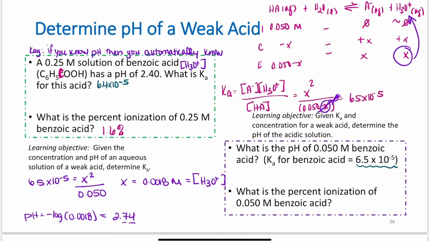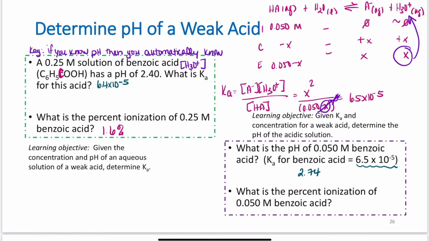What is the pH of a 0.05 molar benzoic acid solution? 2.74. Last, what is the percent ionization of 0.050 molar benzoic acid? We just talked about how to find the percent ionization. Percent ionization is your part divided by your whole. So percent ionization, we know the part that dissociated, even though I just erased it. We had a concentration of 0.0018 molar that came from 0.050 molar times 100%, 3.6%.